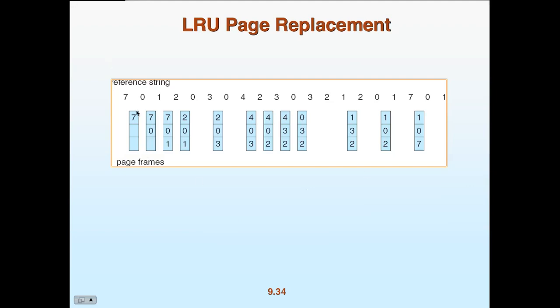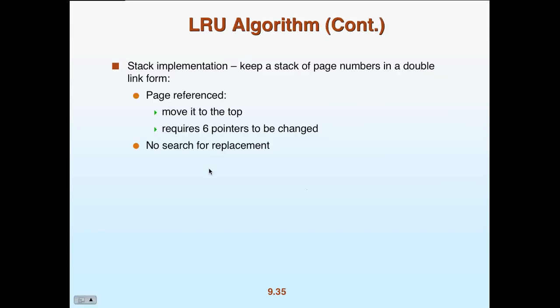And so the way this works, where we're at with our reference string here, we're loading it in, and this mimics taking the least recently used page. I'm not going to show you the counter, but this is essentially the execution that would happen in a sequential way. We can implement it with a stack, which would eliminate the counter. So keep a stack of page numbers in a doubly linked form. We have a page reference, and then we move it up to the top.